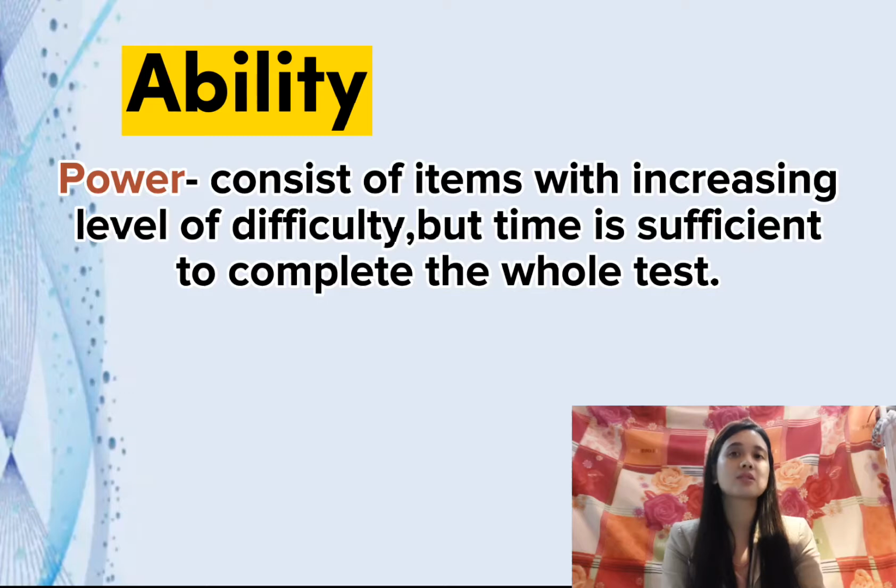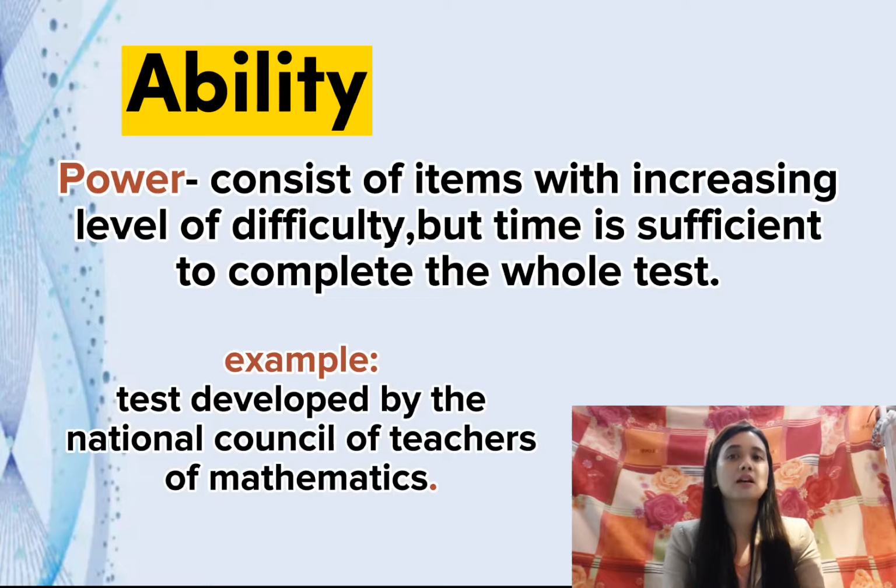The power test consists of items with increasing levels of difficulty, but time is sufficient to complete the whole test. So examples are tests developed by the National Council of Teachers of Mathematics. So the speed test measures how fast the student can perform a particular skill, and the power test measures the intellectual ability of the students that contains increasing levels of difficulty.